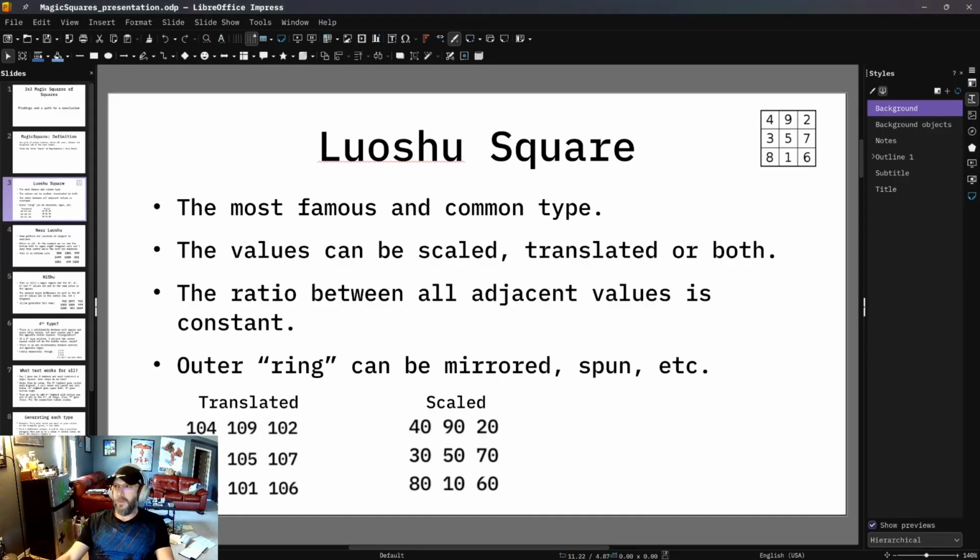It is this square that we see in the upper right hand corner. This is a real magic square that uses the numbers 1 through 9, and all of the rows, columns, and diagonals add up to 15. Very interesting and really kind of cool. We're going to call the Loshu the common type because it's the common type you're going to find as you go looking for magic squares, but it's also the most common type that we can calculate, and we'll go over that a little bit later.